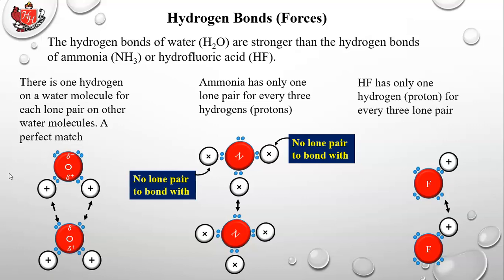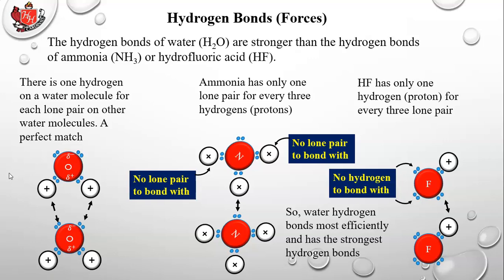If we go over to the right, we have the hydrofluoric acid molecule. Hydrofluoric acid has only one hydrogen proton for every 3 lone pair. So that's the opposite situation. If you have a dance and you have 3 times as many girls as boys, then a lot of the girls won't have somebody to pair up with. So because there's a mismatch in numbers of lone pairs to hydrogen atoms in the ammonia and the hydrofluoric acid, they're not going to bond as strongly. They do form hydrogen bonds, but they don't form as many or form them as strongly as water, which has a perfect 2 protons to 2 lone pair ratio. So water hydrogen bonds most efficiently and has the strongest hydrogen bonds.